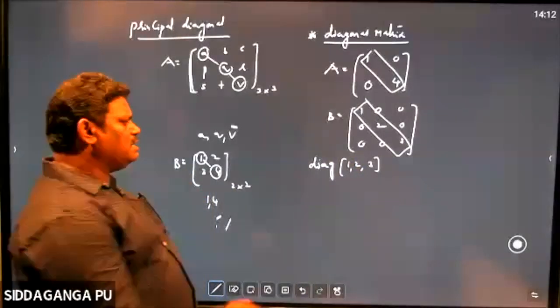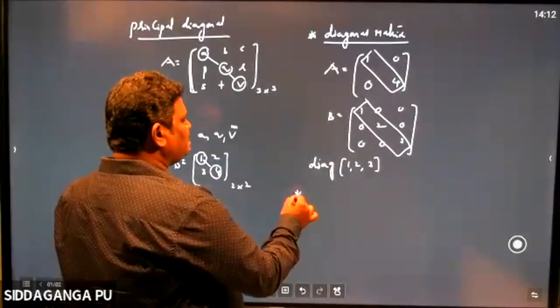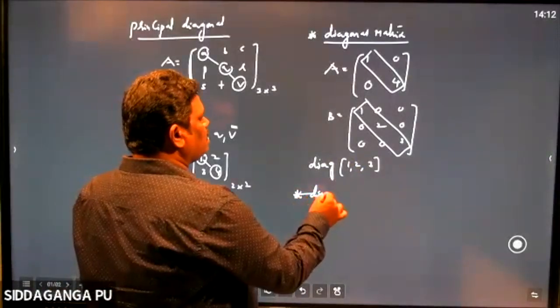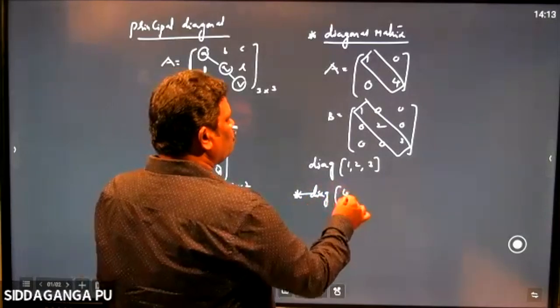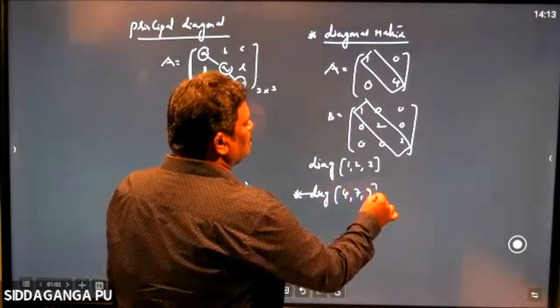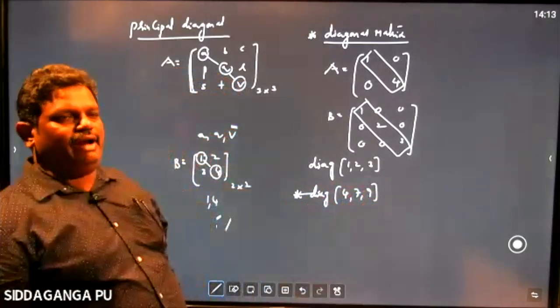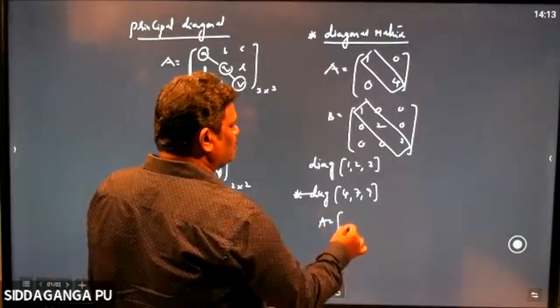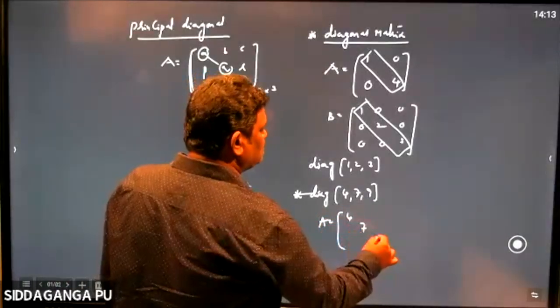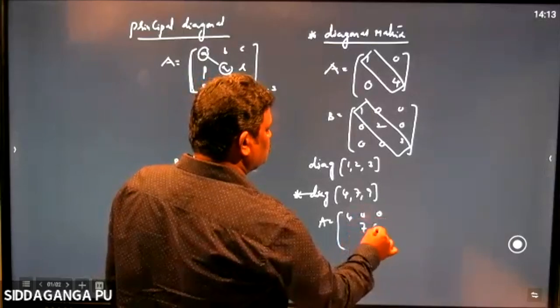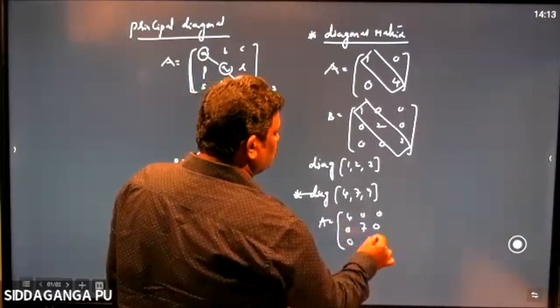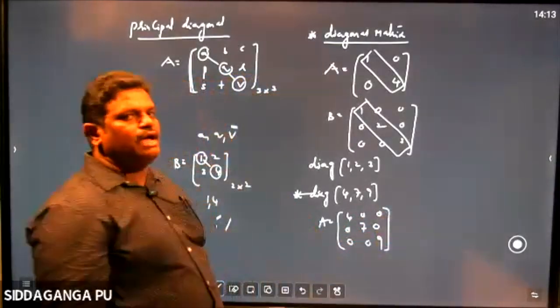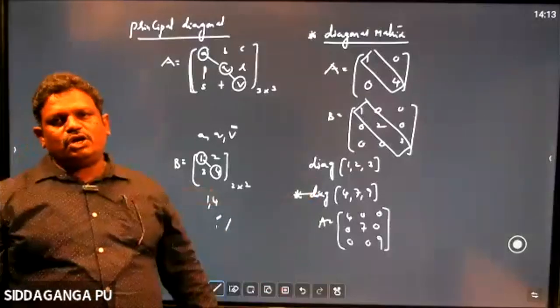For example, given diag of 4, 7, 9, this can be represented in full matrix form as A is equal to 4, 0, 0, 0, 7, 0, 0, 0, 9. This is said to be a diagonal matrix. This is the NCERT definition.